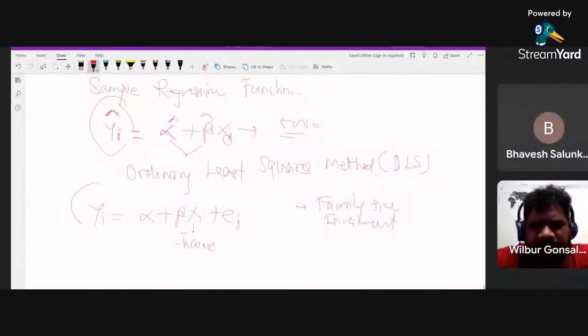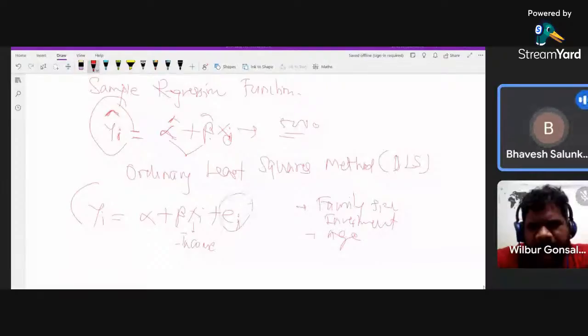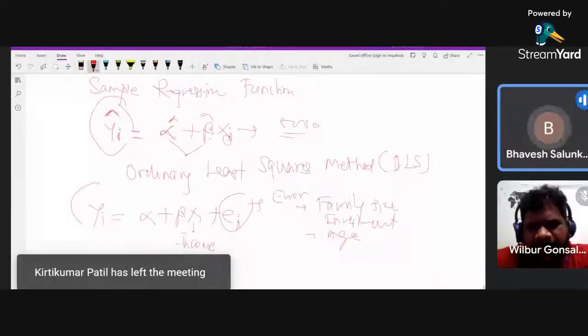Age and so on. So all these factors which are not explicitly included in the model are actually captured in this error term. So all omitted variables, the factors that actually influence the consumption expenditure of a particular family and are not included in the model, are captured in the error term. All the omitted variables which influence consumption expenditure are captured in ei.